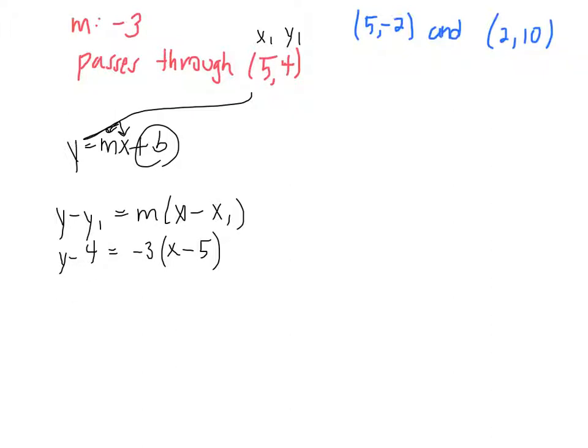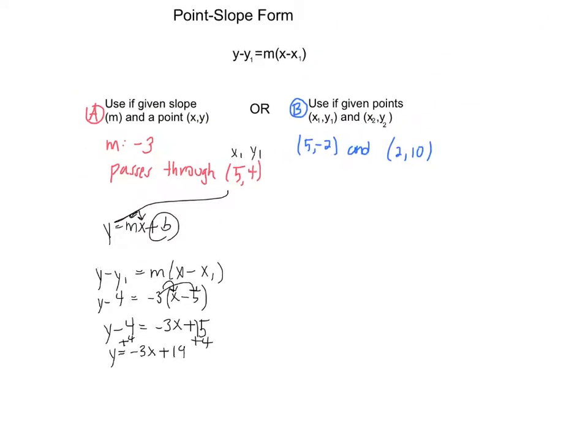Now if we simplify this, we get y minus 4 equals, and then we distribute the -3, so -3x plus 15, because we multiply the -3 by x, and then -3 by -5 is 15. Then we add 4 to both sides to get y by itself: y equals -3x plus 19. And now we've transformed our equation from point-slope form to slope-intercept form.